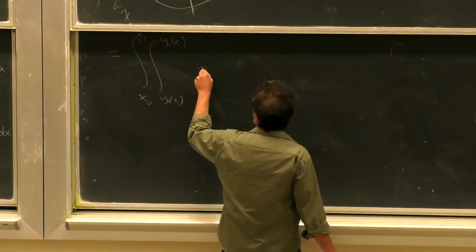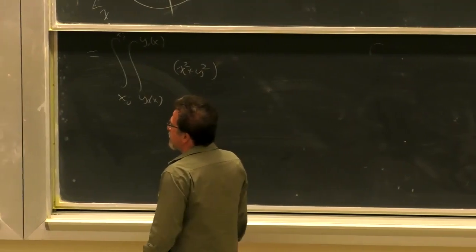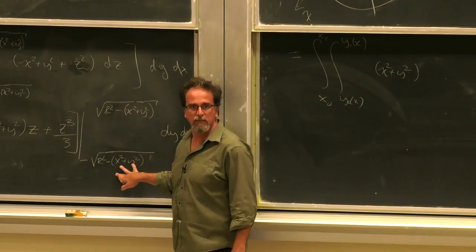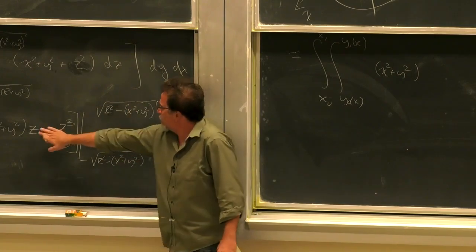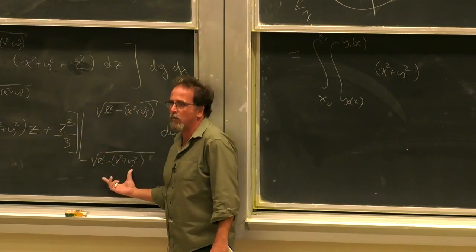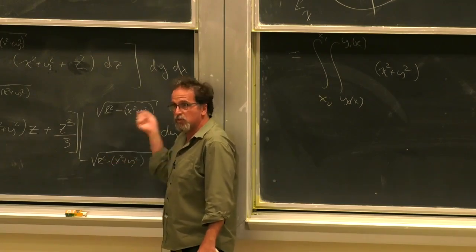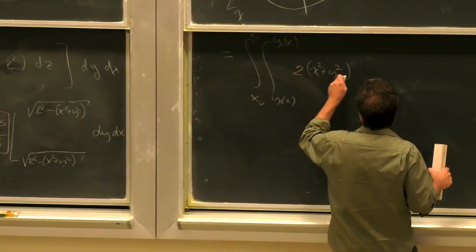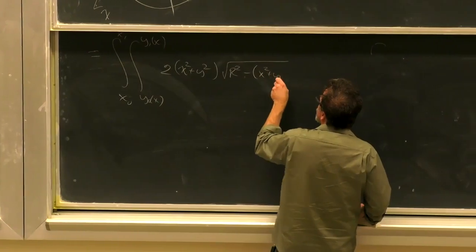Well, the first term is x squared plus y squared times this minus this. Because I'm evaluating it z upper minus z lower, just looking at that first term. Well, this minus negative itself is just twice itself. So really what I have here is 2 times the square root of r squared minus x squared plus y squared.